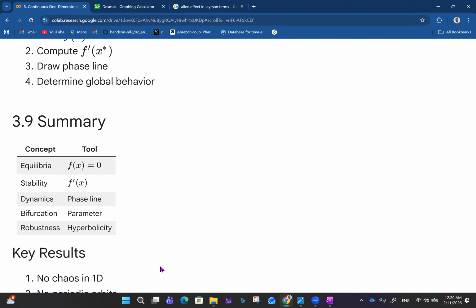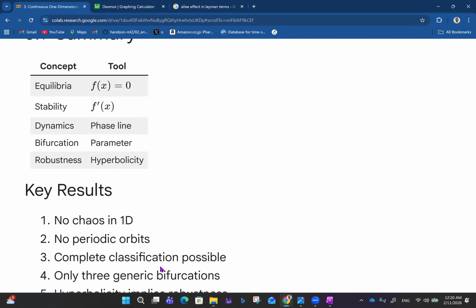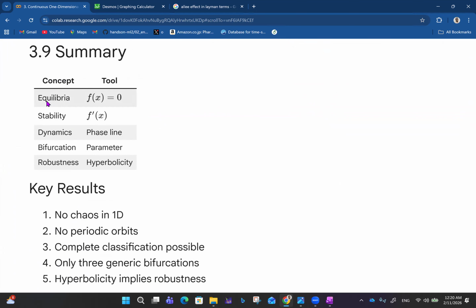In summary, for equilibria we solve f of x equals 0. For stability, we differentiate f of x to get f prime of x and evaluate f prime of x at the equilibrium points we found. Then you can get the dynamics by drawing the phase line. This tells you which point is stable and which point is not stable, and then you have bifurcation. For bifurcation, you need the parameter to know how the bifurcation goes, and for robustness, you have to talk about the hyperbolicity of your system. Then some key results: there's no chaos in one dimension, and no periodic orbits for a one-dimensional continuous system.